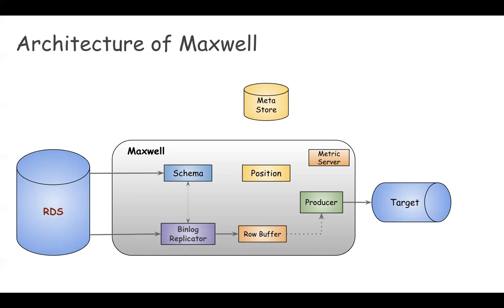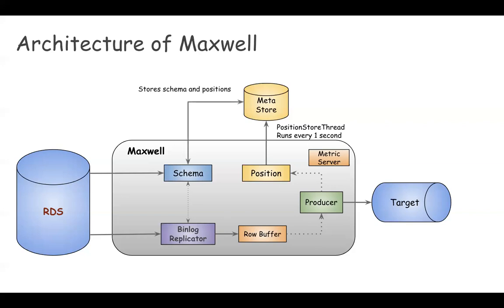Once it is successful, the producer will update the position information. This position information is coming from the binlog, like at what position of which binlog file this message was captured by the binlog replicator. Every 1 second, there is a position store thread which updates the meta store with the recent information of Maxwell, like what position has been read so far. The meta store contains the schemas and positions.